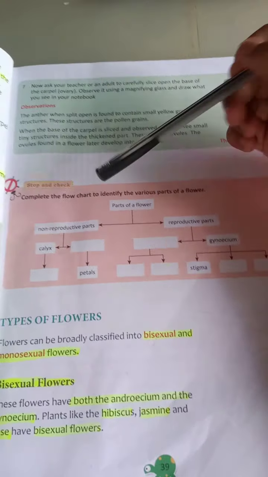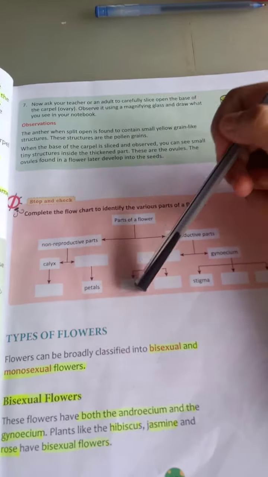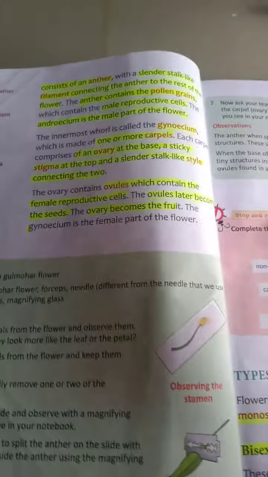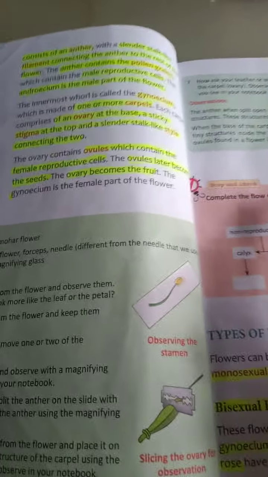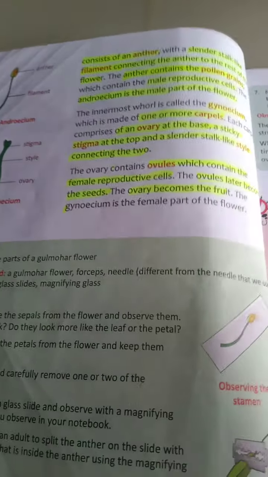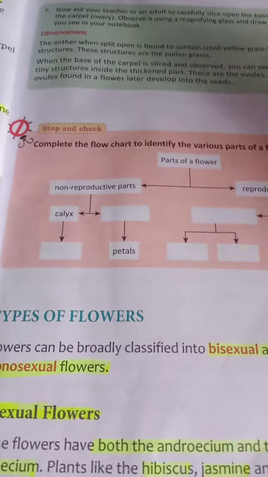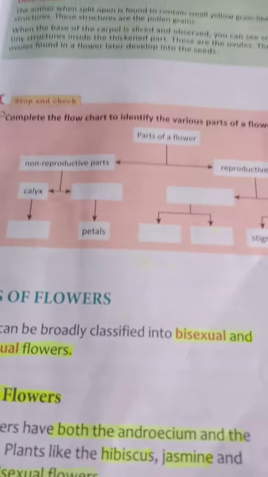Friends, today I have come up with part 2 of the pollination chapter explanation. In part 1 we learned about the four whorls of the flower, what those whorls are and what they are made of. Here we learned about androecium, gynoecium, carpels, stamens, pollen grains, calyx, corolla, sepal, petal, pedicel, thalamus, many things, and the structure of the flower too.